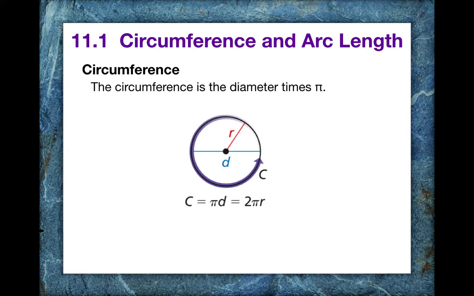The circumference is the diameter times pi, but more commonly it is 2 times the radius times pi. So we know it's pi times diameter, but the one that we use most is 2 pi r.